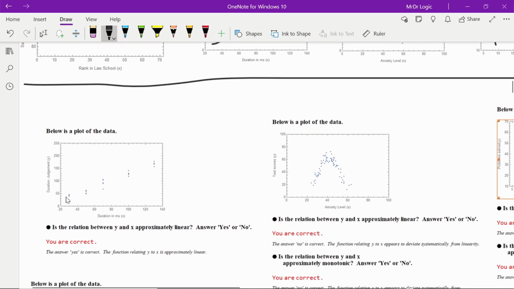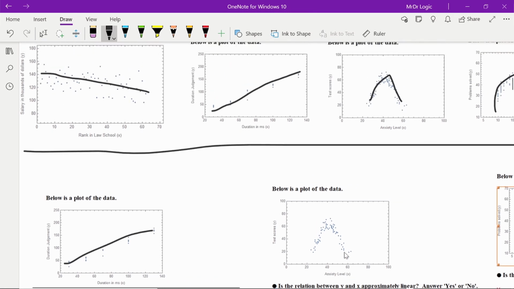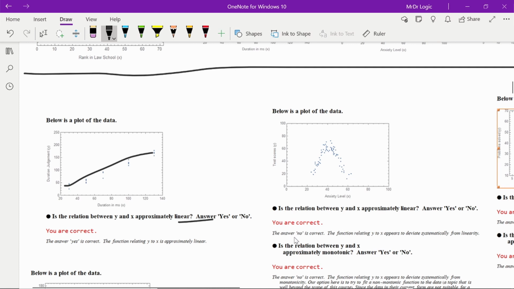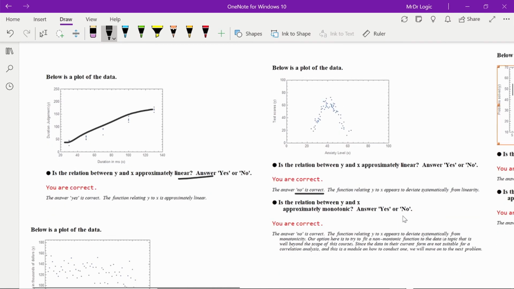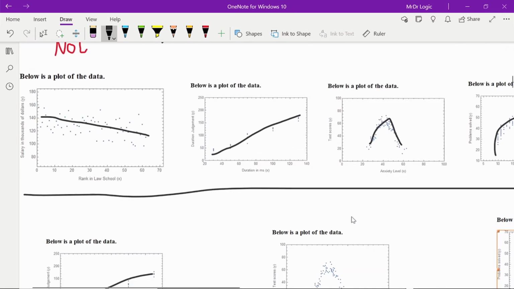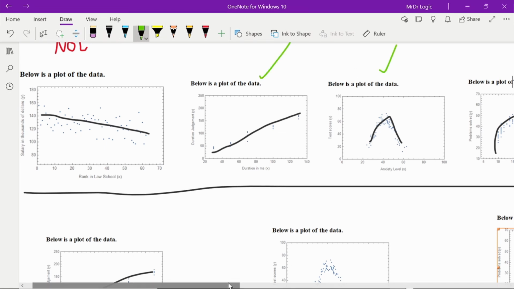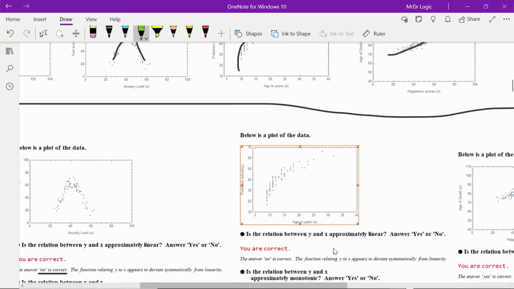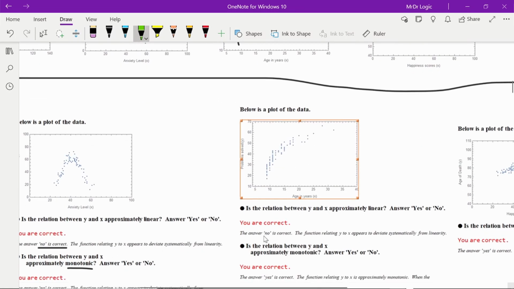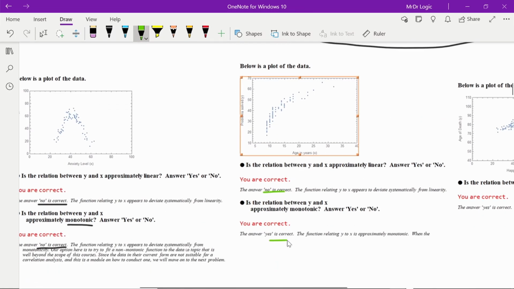So for this one, it's correct. This is linear. And then for this one, the answer is no, it's not linear. And then no again, this is not monotonic. So this is right. This is right. Let me make it green so that, yeah, right. We're not being monotonic, not being linear. This is not linear. However, it is monotonic.